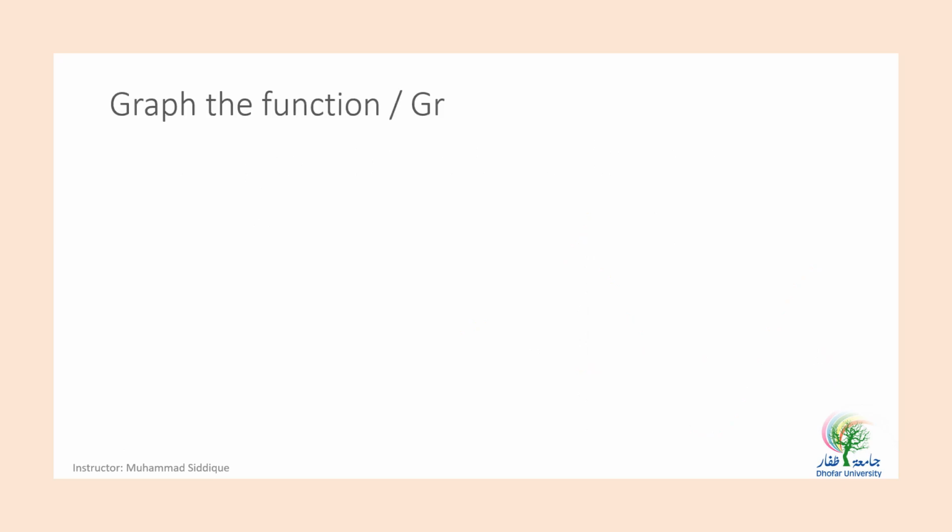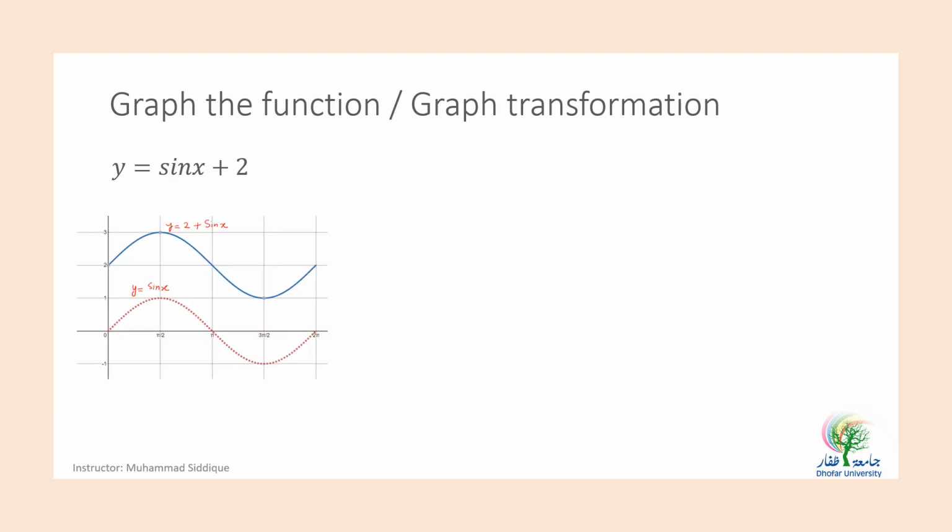Now we have some transformations. Graph the function, or we say graph transformation. The first question: sine x plus 2. The graph of sine plus 2 means 2 units upward. So the graph of sine, we will move 2 units upward. The points here will move 2 units upward. You know transformation from the previous lesson. The graph of sine will just go 2 units upward.